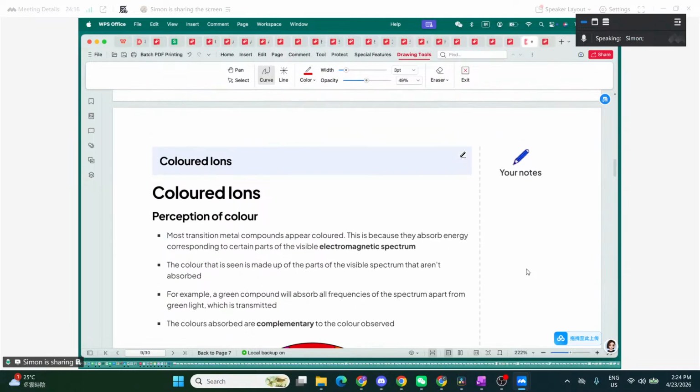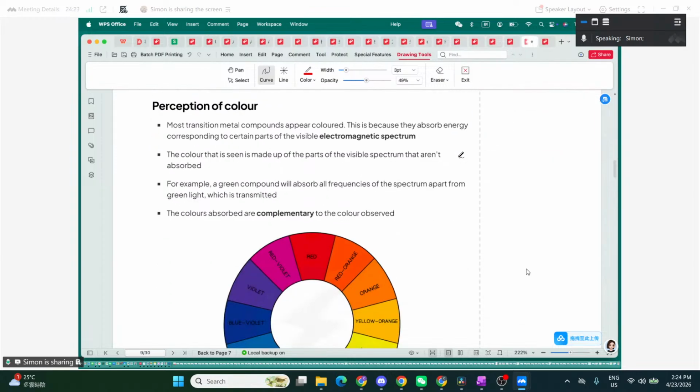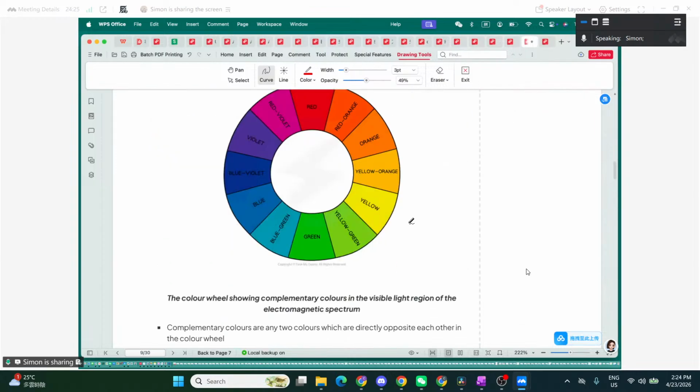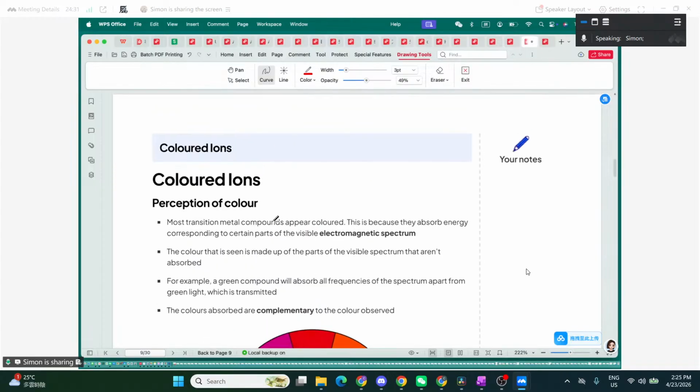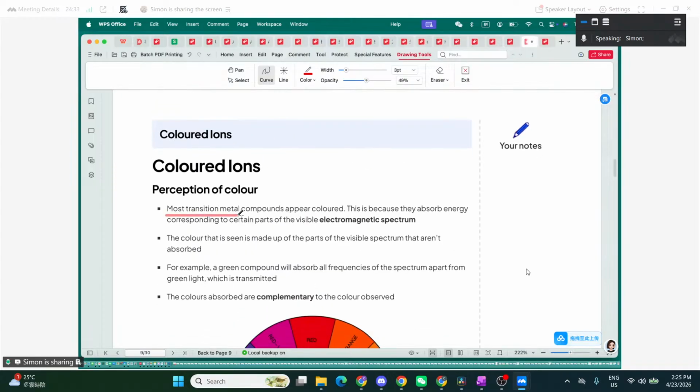The third property is related to the color. And we know there are colored ions. Here is the wheel, the wheel that records different colors. And we know most transition metal compounds appear colored.